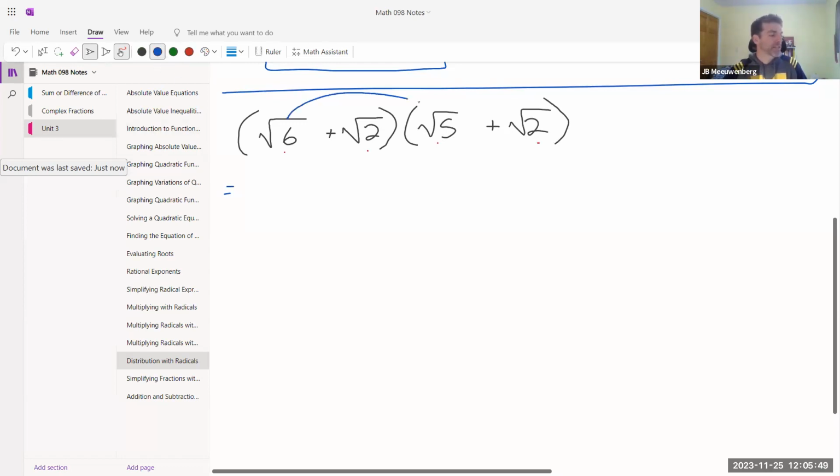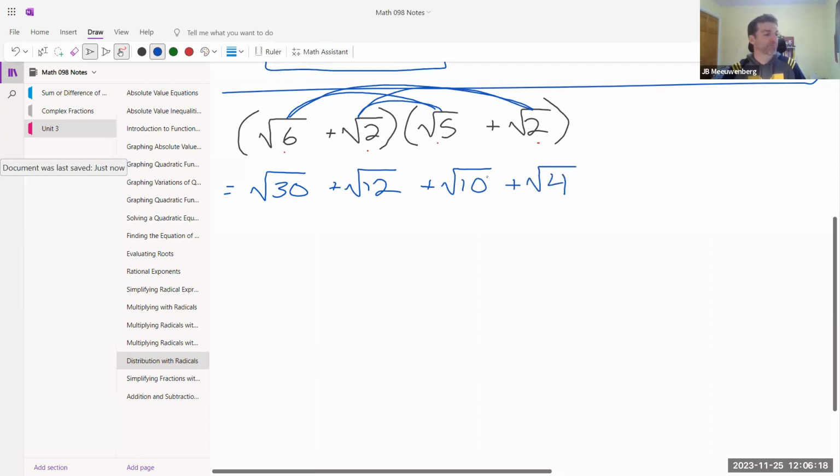Radical 6 times radical 5. That is going to be radical 30. Radical 6 times radical 2 is plus radical 12. Then we go to this one. Radical 2 times radical 5 is radical 10, and this was plus, so we'll carry this over as radical 10. And then radical 2 times radical 2, plus and plus, means it's plus radical 4.